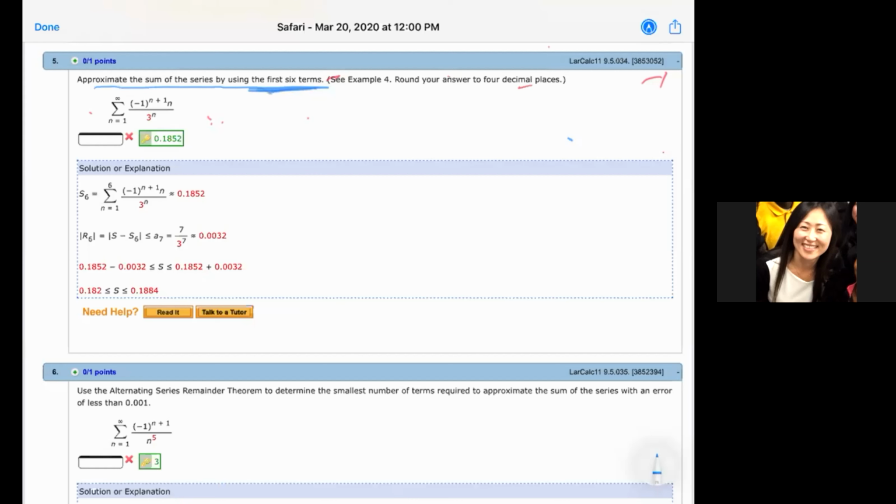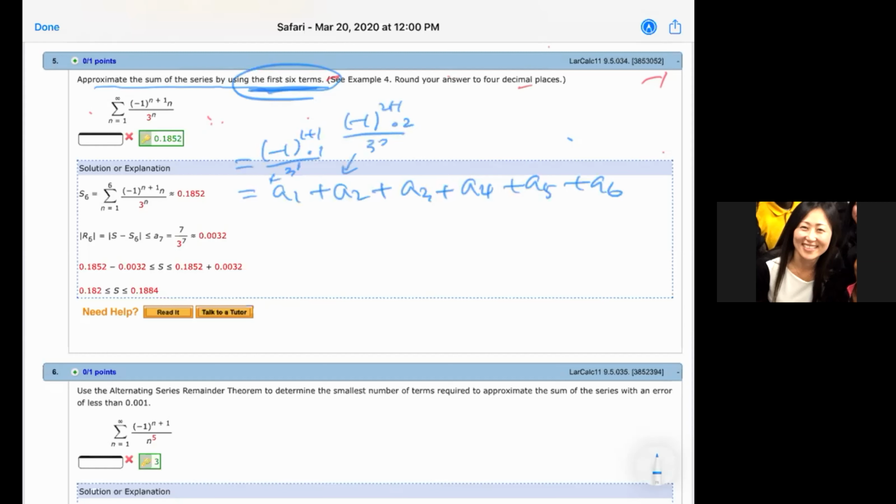They're asking you to do the first 6 terms. So we're going to figure out the first 6 of them, which means I am doing A1 plus A2 plus A3 plus A4 plus A5 plus A6. Right here that means (-1) to the 1 plus 1 times 1 divided by 3 to the 1. That's A sub 1. A sub 2 is (-1) to the 2 plus 1 times 2 over 3 squared.